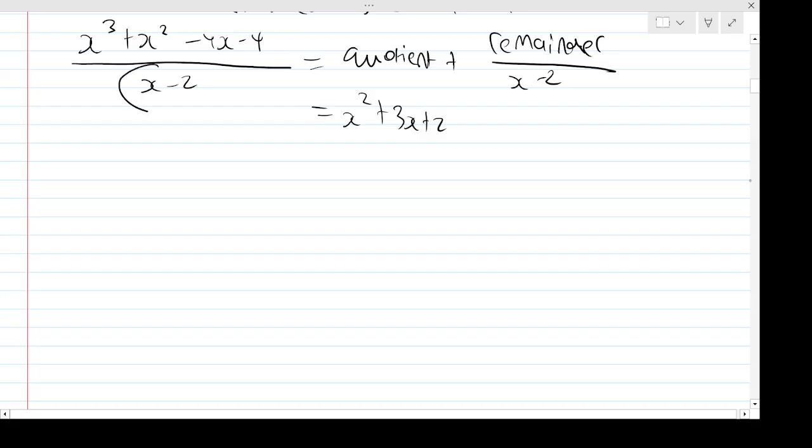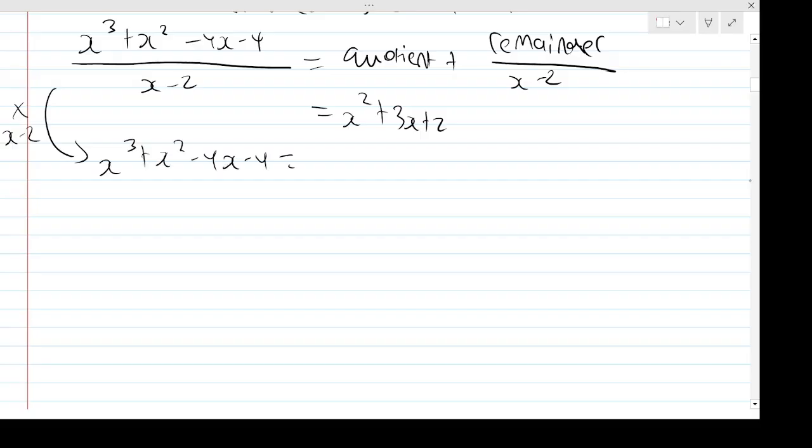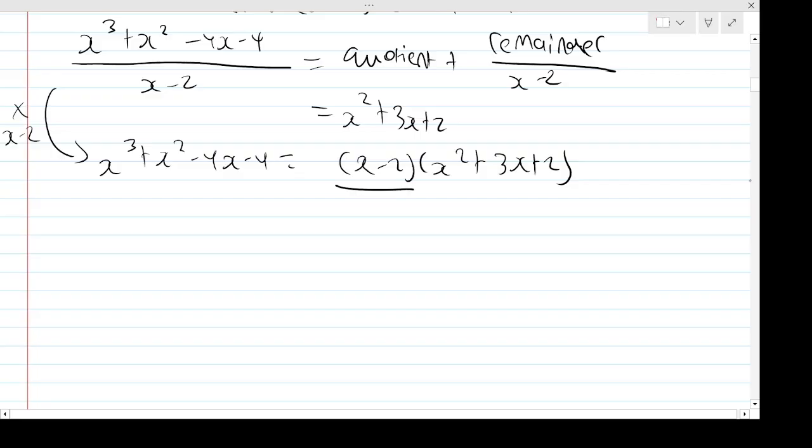So then, if we multiply both sides by x minus 2, simply x cubed plus x squared minus 4x minus 4 would be x minus 2 times this quadratic, x squared plus 3x plus 2. And so hopefully you can see it's split into 2 factors, okay? And there we are. So that means x minus 2 must be a factor when there's no remainder. Cool. There we are then.